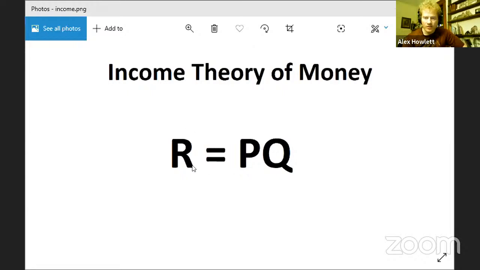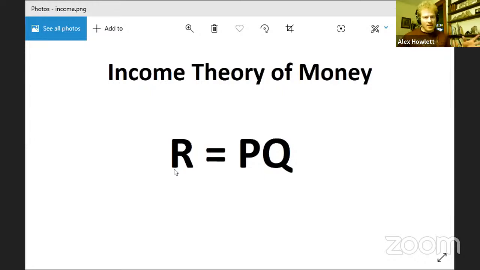So you have the level of consumer spending, R, and the quantity of output, Q. These are the two flows, and P, the price level, is just the ratio between them. In order to prevent inflation, you want to make sure that R and Q move together, and there are a lot of things that can affect that.